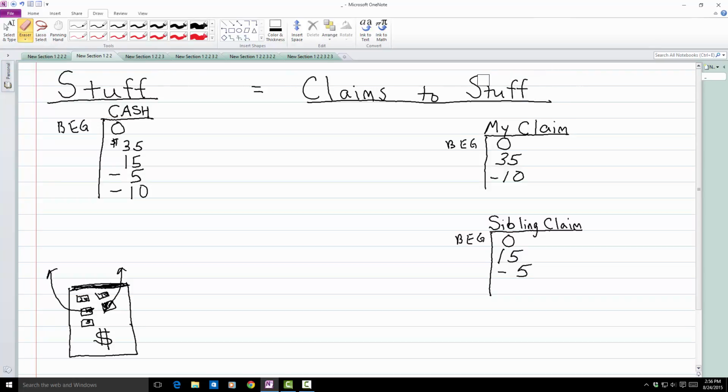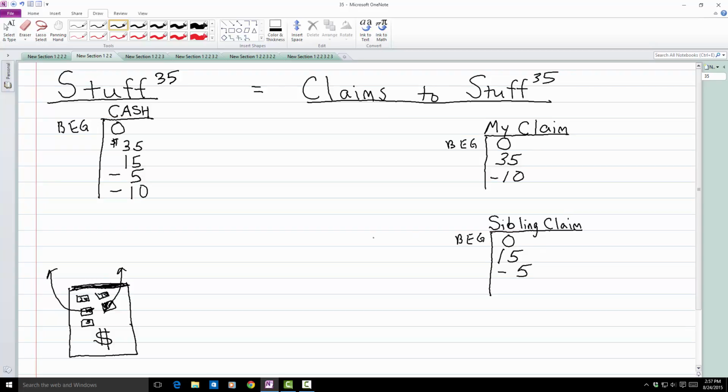Every time a transaction is made, our little equation stays in balance. That's important to remember. I keep saying it, but it's an important concept. So we'll beat it into the ground. $35 in cash. Of that 35, I have a claim to 25, and the sibling has a claim to 10.